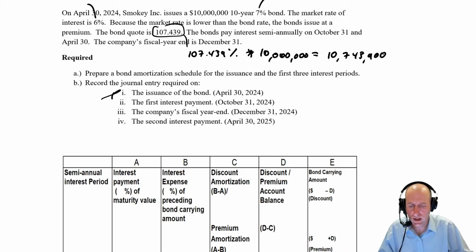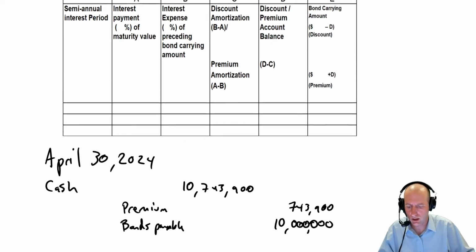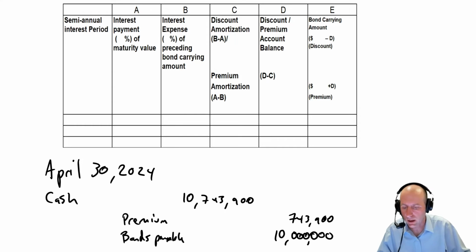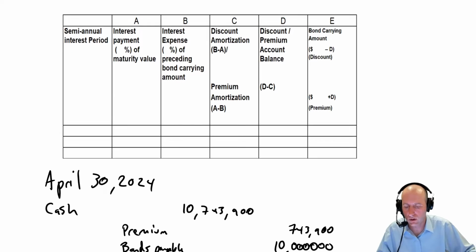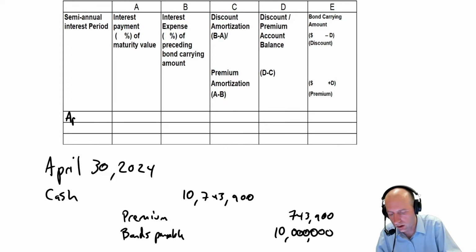Now we've got to do this table. Prepare a bond amortization schedule for the issuance and the first few, actually it's only the first two interest periods. So let's do the issuance of our bond on April 30th, 2024.